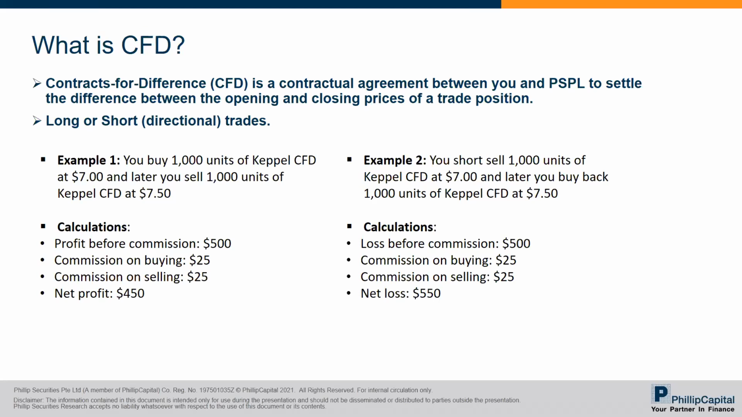And conversely, if you do a short sell of 1,000 Capital contract at $7 and later you buy back higher at $7.50, this means that your loss before commission will be $500, and then after including commission, your net loss will be $550. So for CFD, you can do both long and short directional trade to maximize on the current market trends.